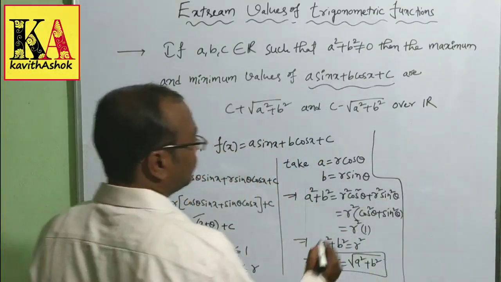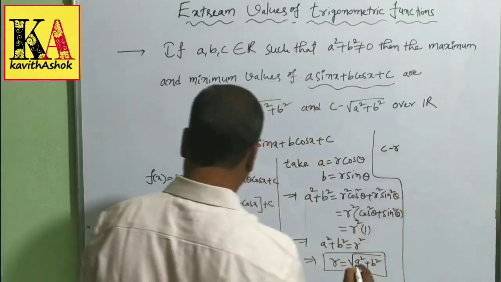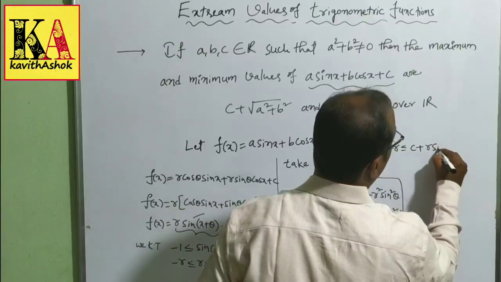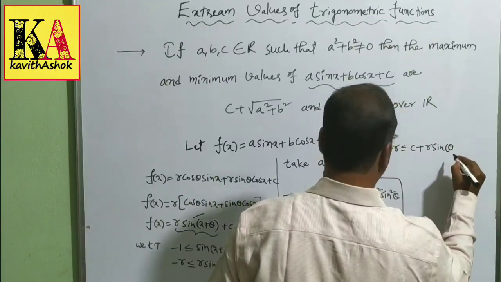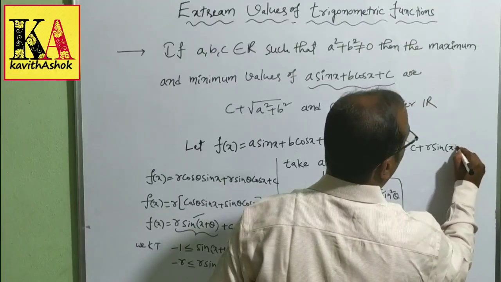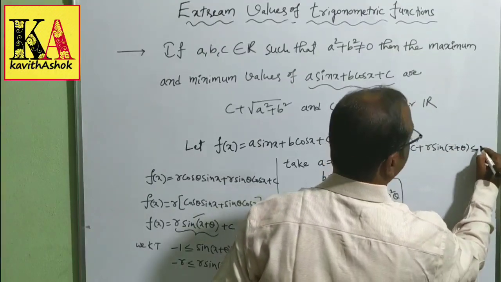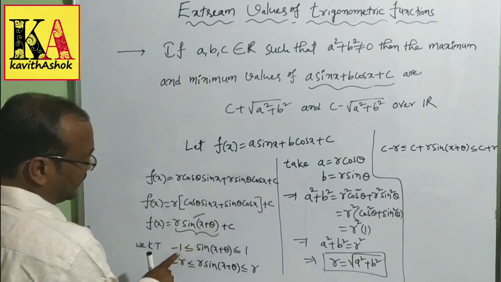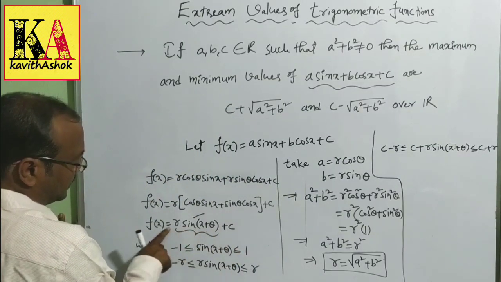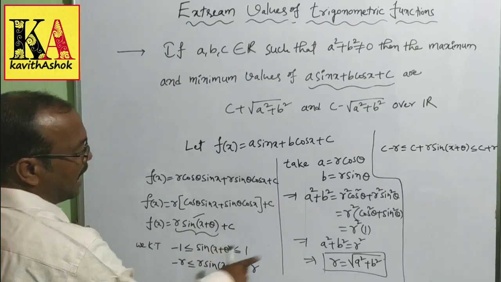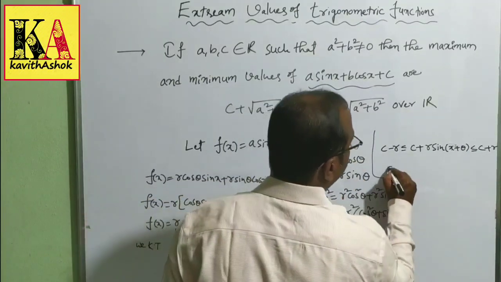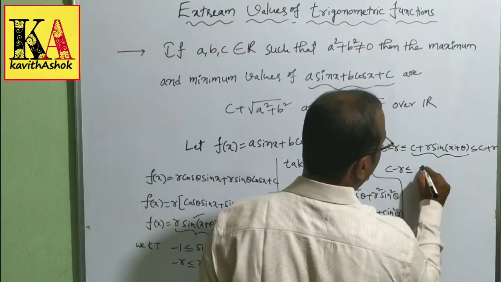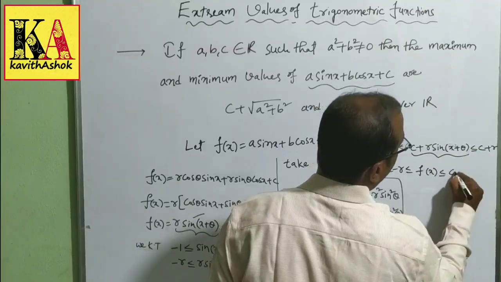Adding c on both sides, what do we get? c minus r less than or equal to c plus r sin of x plus theta, less than or equal to c plus r. First what we did here: the sin function lies in between -1 and 1, we multiplied by r, and added c on both sides. So c minus r less than or equal to, what is this? This is nothing but the function f of x, less than or equal to c plus r.